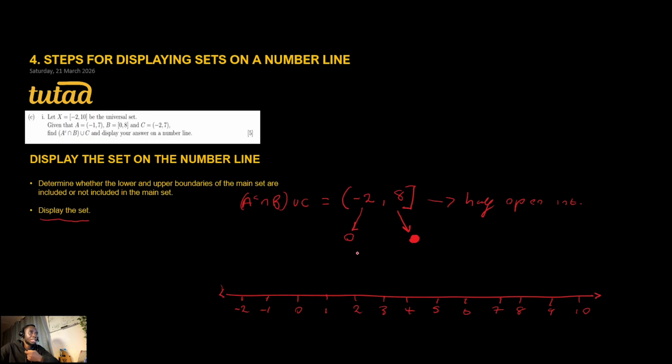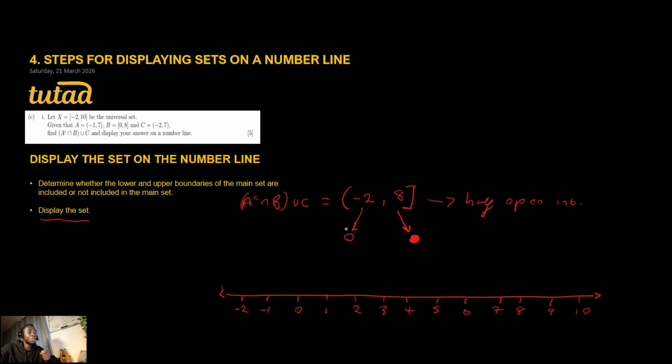Okay, so now let's begin the process of basically displaying our set A complement intersection B union C on the number line. Let's look at the boundaries of our set. We have -2 as our lower boundary and 8 as our upper boundary. -2 is not included in our set and 8 is included in our set. Because -2 is not included in our set, we represent it with an open circle. Because 8 is included in our set, we represent it with a dot or a fully shaded circle.